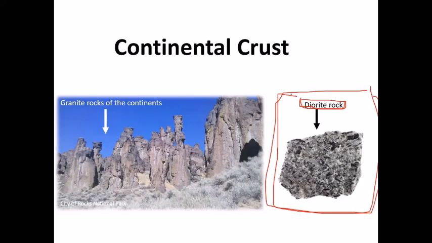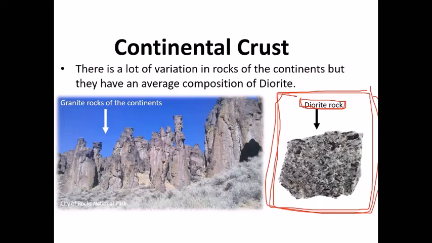Earth is like 1/3 metal, right? The mantle is not made of granite. So really, not even the continental crust is made of granite. We're made out of something called diorite here on the continent. So granite is actually a relatively rare rock. So there's a lot of variation in rocks of the continents, but they have an average composition of diorite.